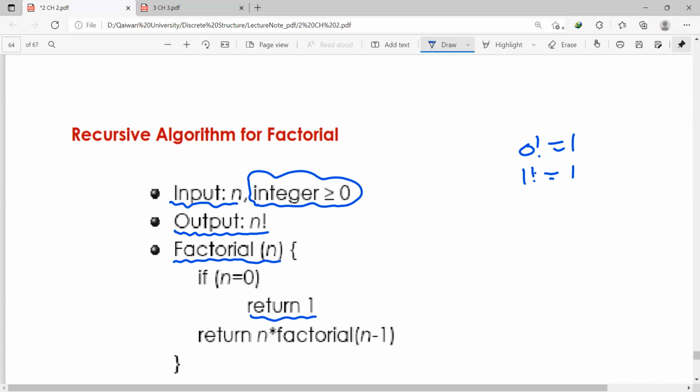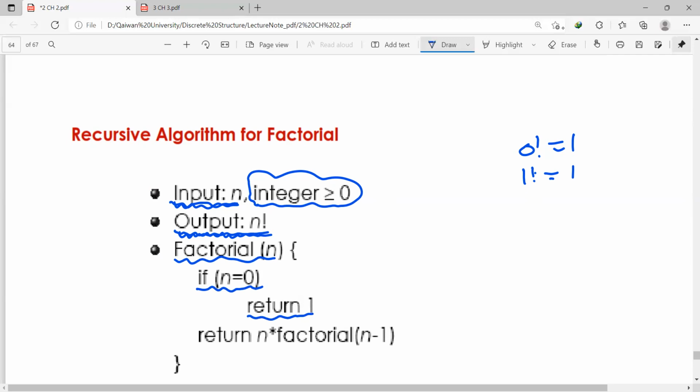Here we say the process is like that. First we write down the input. Then what's the output? The output is n factorial. We say factorial n, this is the name of the function, is, we say if n to be 0, return 1. Return 1. 0 is the last number that we get in the multiplication.